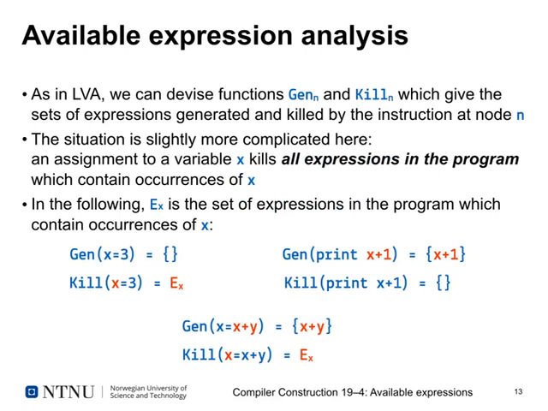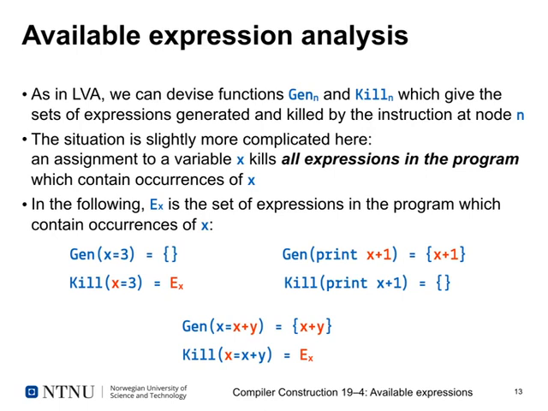So we've seen that this is pretty similar to what we've seen before. So as in live variable analysis, we can devise functions gen and kill for each program point n, which gives the sets of expressions generated and killed by that instruction at the node n we are just currently looking at. This situation is a bit more complicated here, because an assignment to a variable x doesn't just kill one expression, but in the worst case it kills all expressions in the program which contain an occurrence of that variable x. So it might be 0, it might be a larger number.